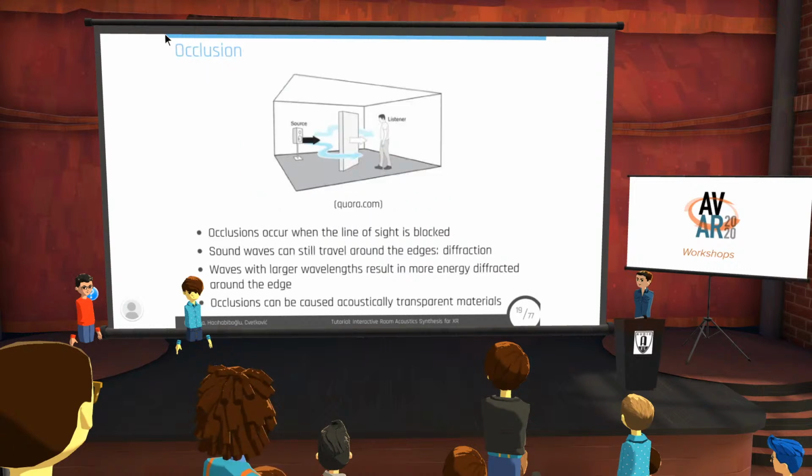When an obstacle blocks the line of sight between a listener and a sound source, occlusion occurs. If you have partially transparent barriers, you're going to have transmission through that barrier as well, and the sound that impinges on such barriers will be low pass filtered by that barrier. So that's the transmission through the obstacle. You will obviously have sound waves traveling around the obstacle, resulting in what is called diffraction.